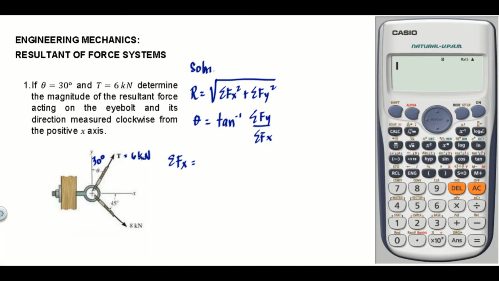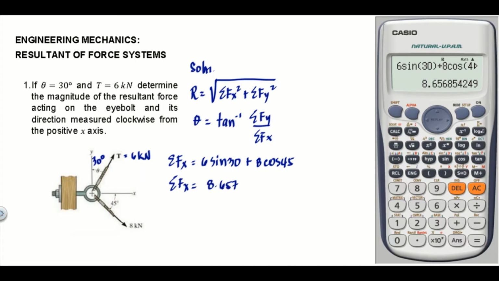So meron tayong two forces, the 6 kilonewton and 8 kilonewton. Kunin natin yung x component of 6 kilonewton. That is 6 times sine of 30 degrees plus the x component of 8, 8 times cosine of 45 degrees. Summation of forces along x is equal to 6 sine 30 plus 8 cosine of 45 equals 8.657 kilonewton. Okay, store natin to in memory A.